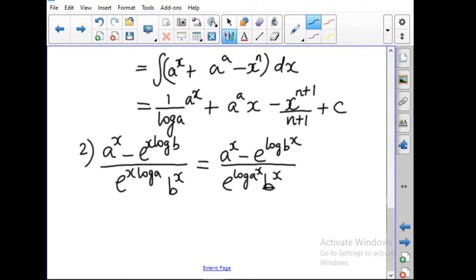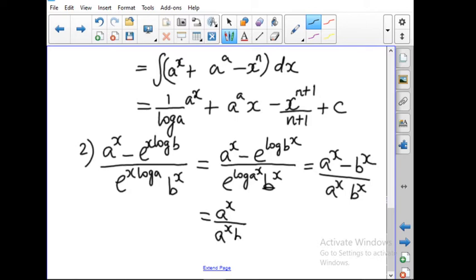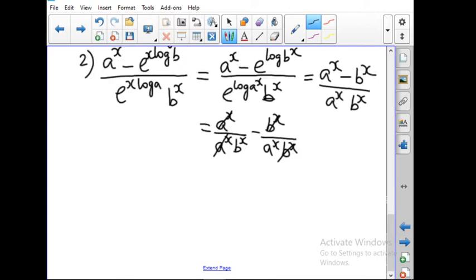Now we can write this as a power x minus b power x divided by a power x into b power x. Now we can separate the numerator as two fractions: a power x divided by a power x b power x, minus b power x divided by a power x b power x. So we can cancel this term. Now your answer is 1 by b power x minus 1 by a power x. This can be written as b power minus x minus a power minus x.